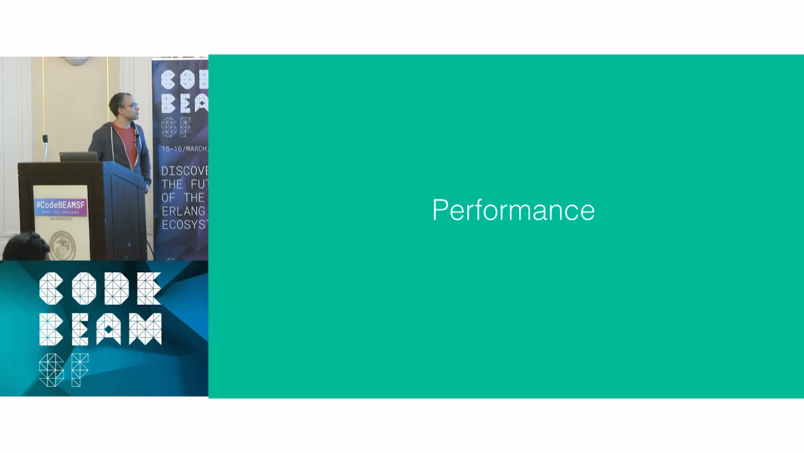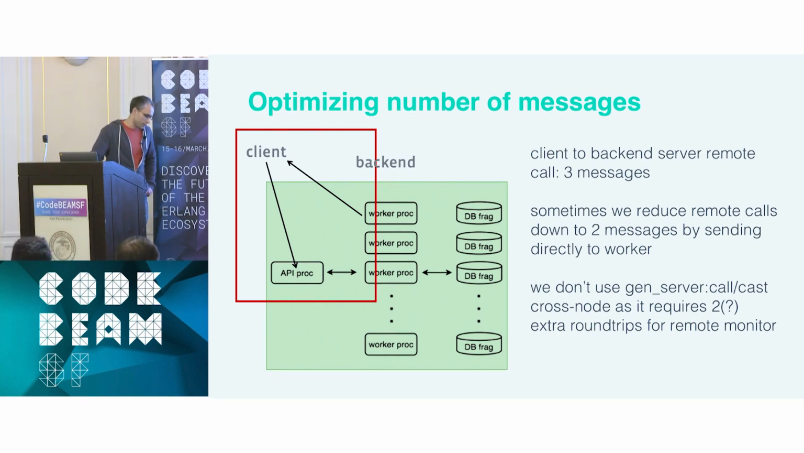A couple of less obvious comments on performance. This one comes down to minimizing the number of messages and the number of hops. Although message passing is very efficient in Erlang, each message still has a non-zero CPU, garbage collection, and scheduling overhead, and sometimes these have nonlinear interplay with each other. So it's just a very good idea to avoid extra hops.